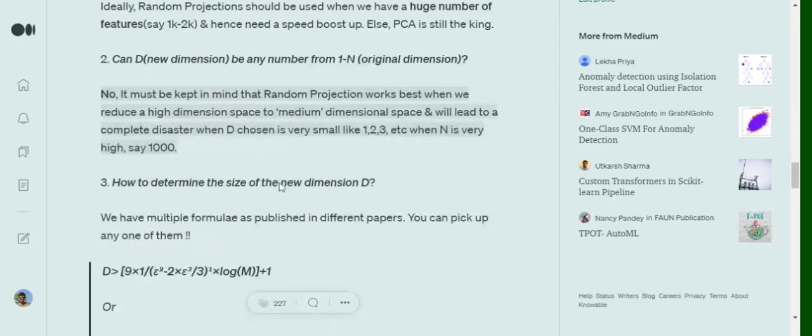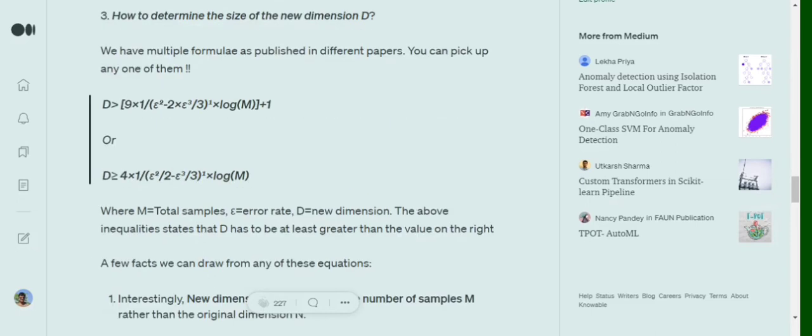Now how do we determine what this new d should be? As we said, d can't be any number. So d can be calculated from a few research papers. There are a few equations given, any one of which can be followed. Let's follow the first one. d has to be at least as big as 9 into 1 upon (epsilon square minus 2 into epsilon cube upon 3) into log of m plus 1.